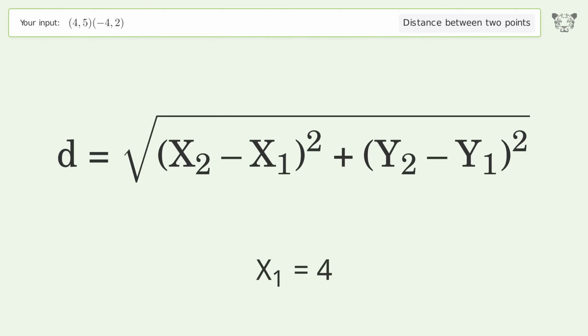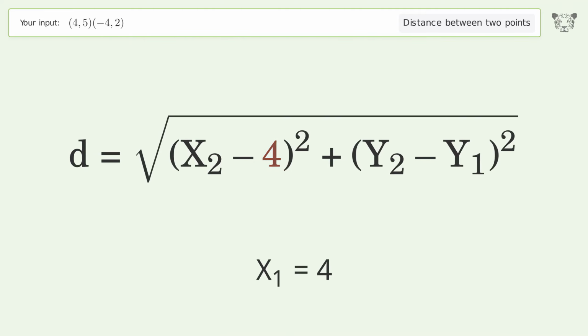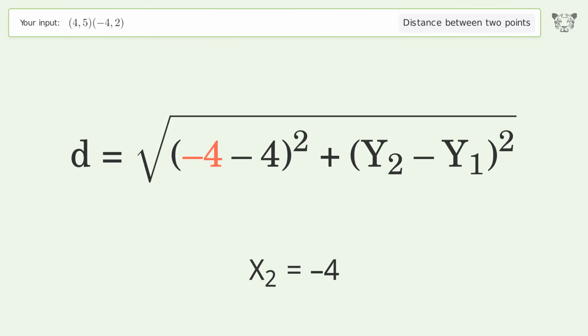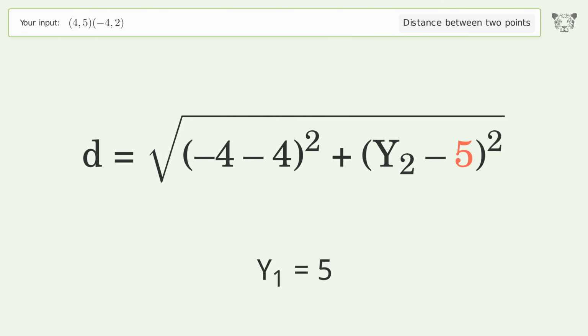x1 equals 4. x2 equals -4. y1 equals 5. y2 equals 2.